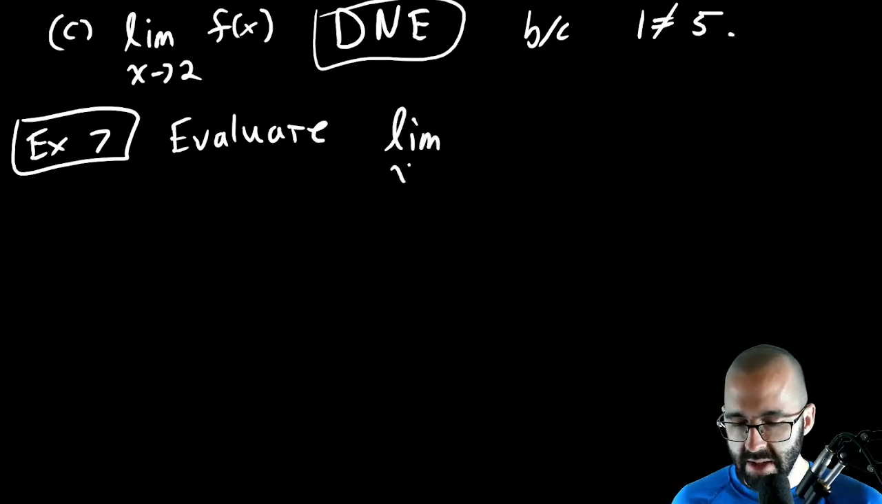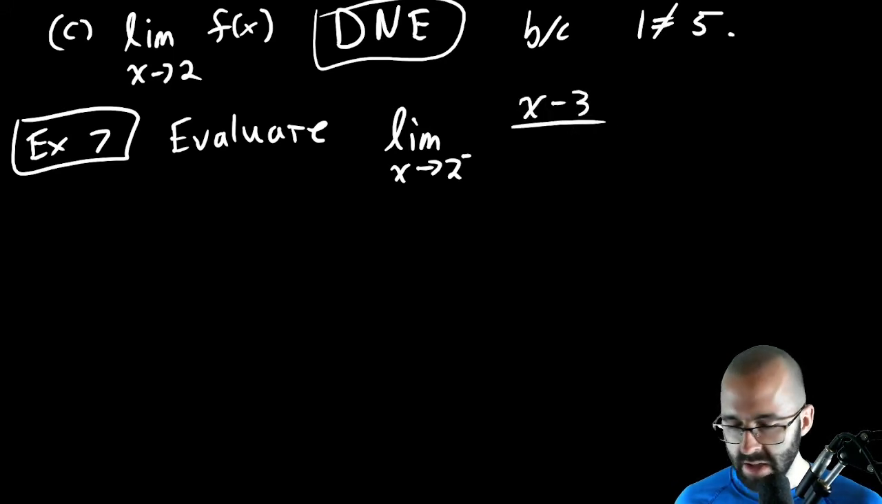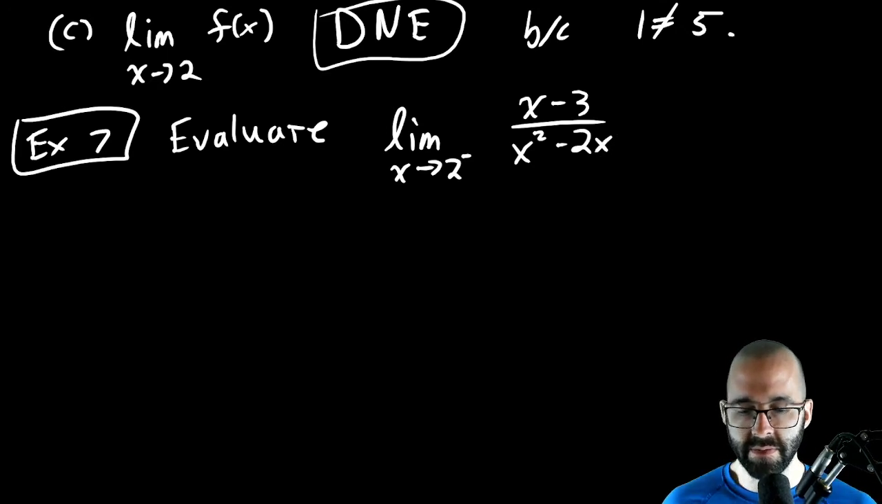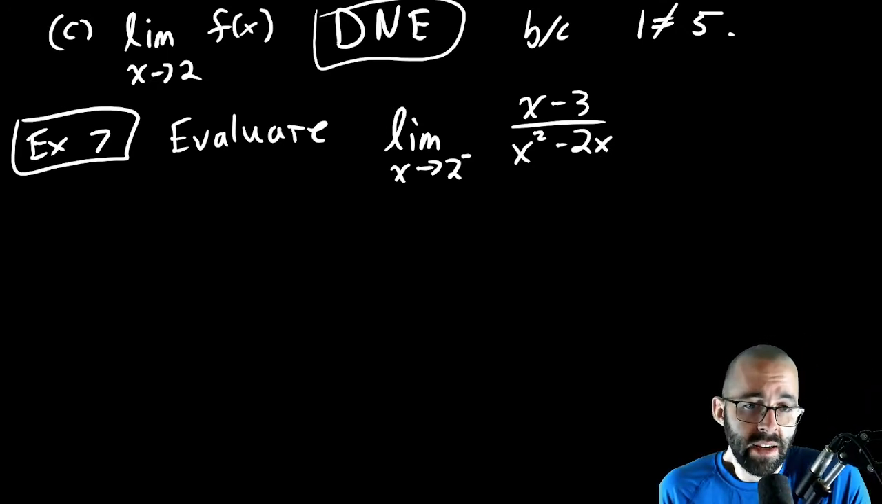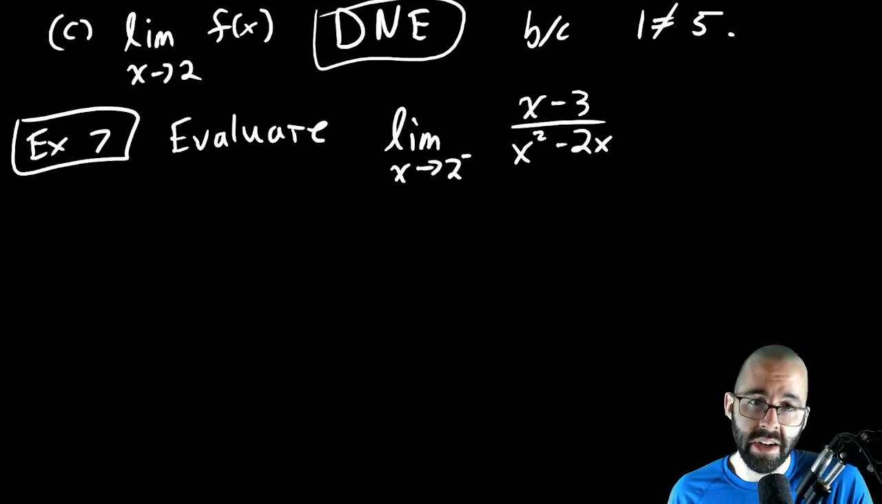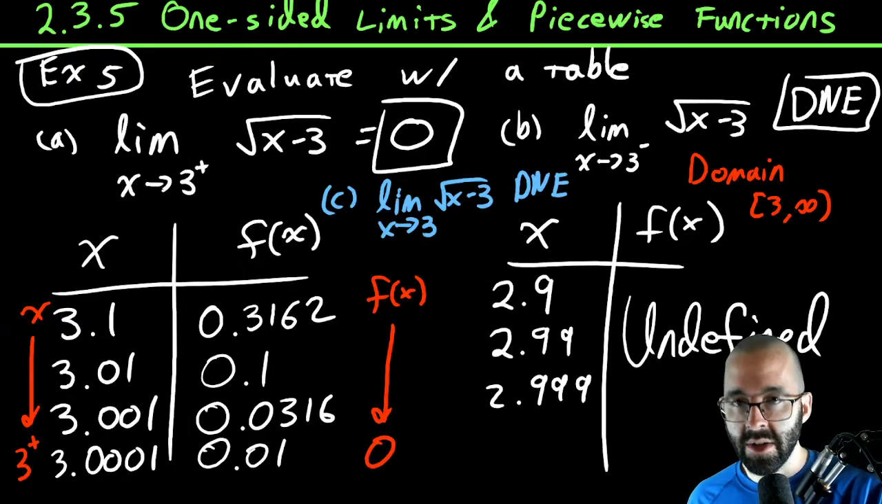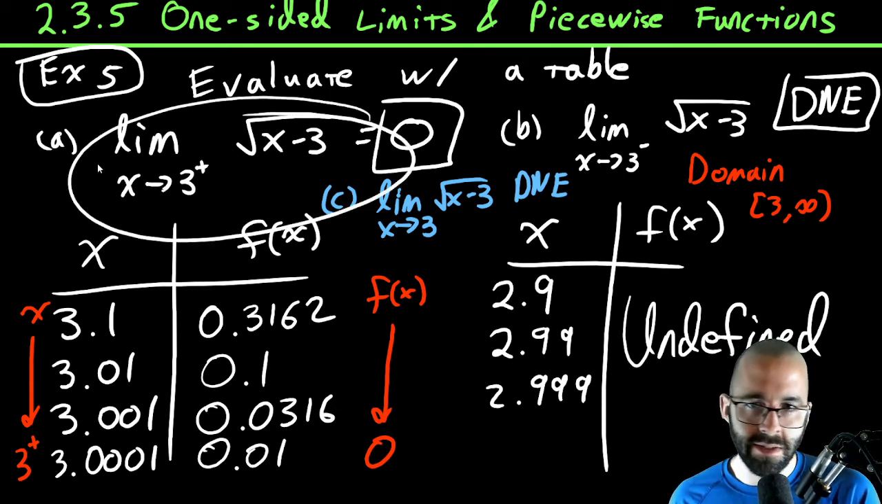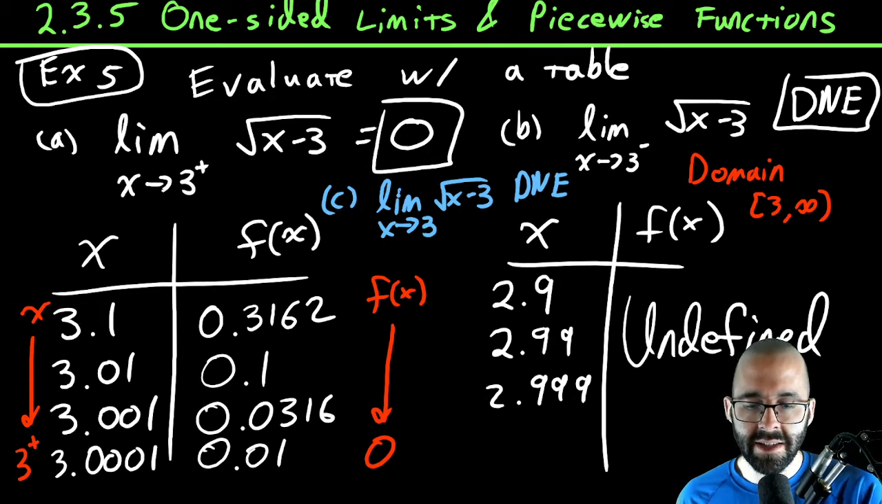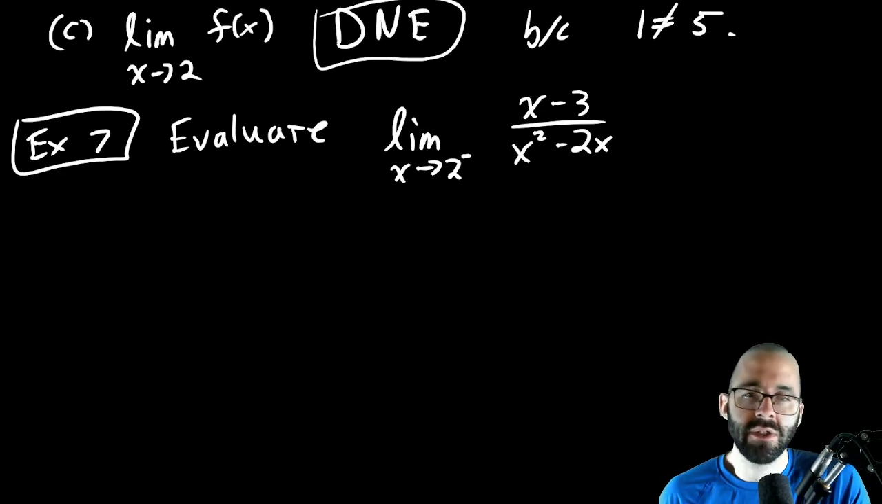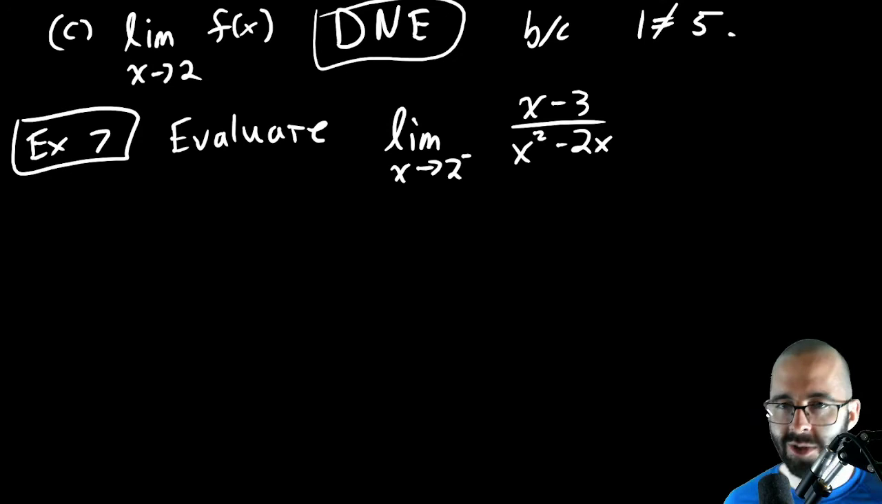Evaluate the limit as x approaches 2 from the left of this new function, (x minus 3) divided by (x squared minus 2x). And again, direct substitution is great as long as everything's defined everywhere and we're not dividing by 0. So let's try that. You have to be a little careful with direct substitution for one-sided limits and two-sided limits. Make sure things are defined. This is a rational function, so it's going to be defined almost everywhere. So direct substitution would give us 0 in the denominator. We can't use direct substitution here.